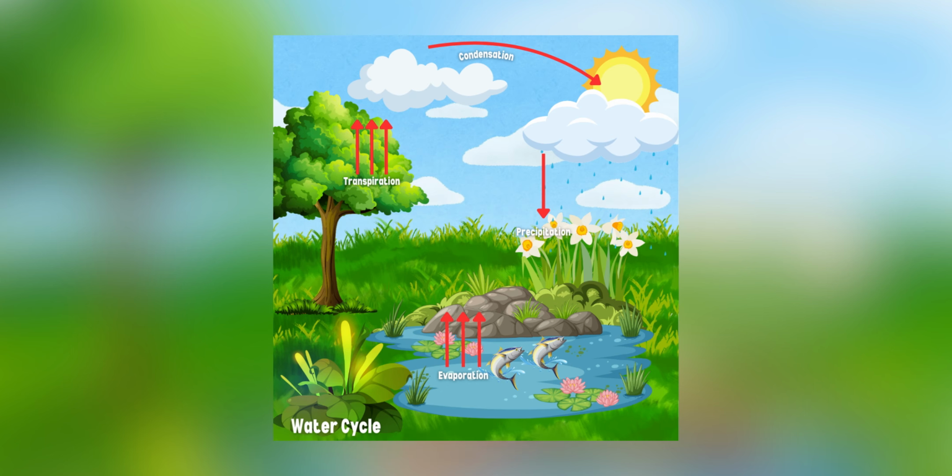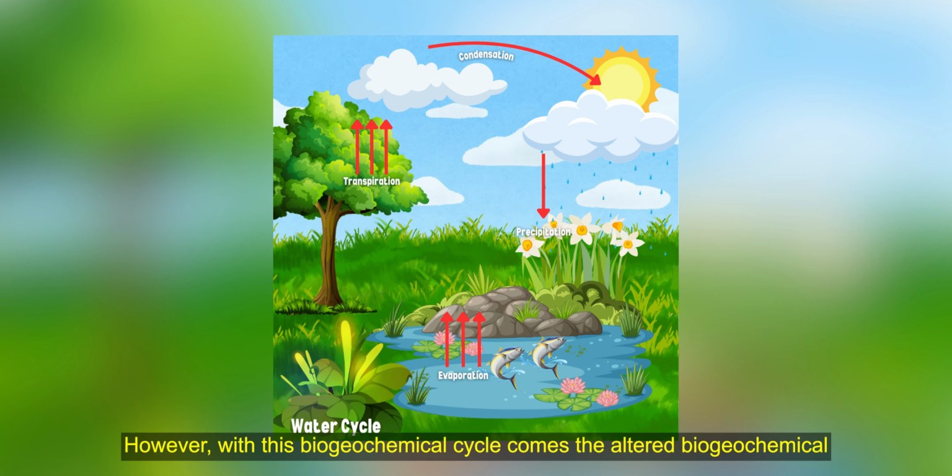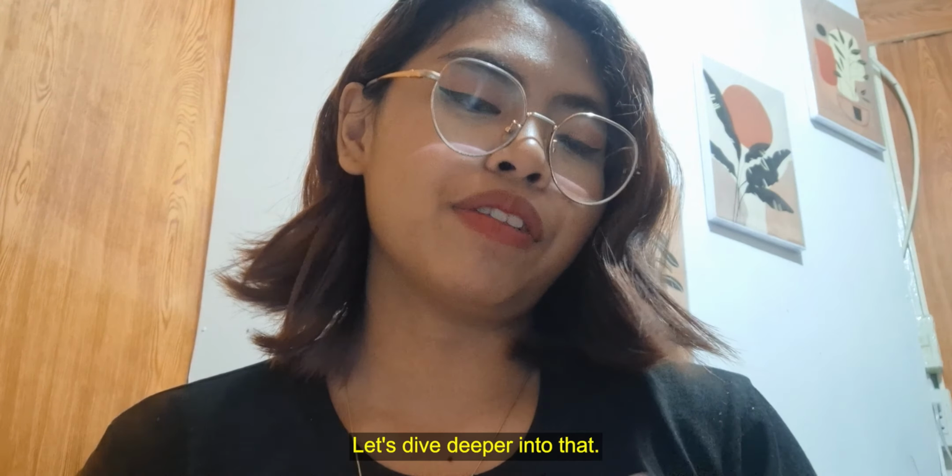It is pretty simple. Water from the pond evaporates, water from the plants transpires, and all of this water condenses into a cloud, then precipitates as rain, returning water back to the pond. However, with this biogeochemical cycle comes the altered biogeochemical cycles. Let's dive deeper into that.